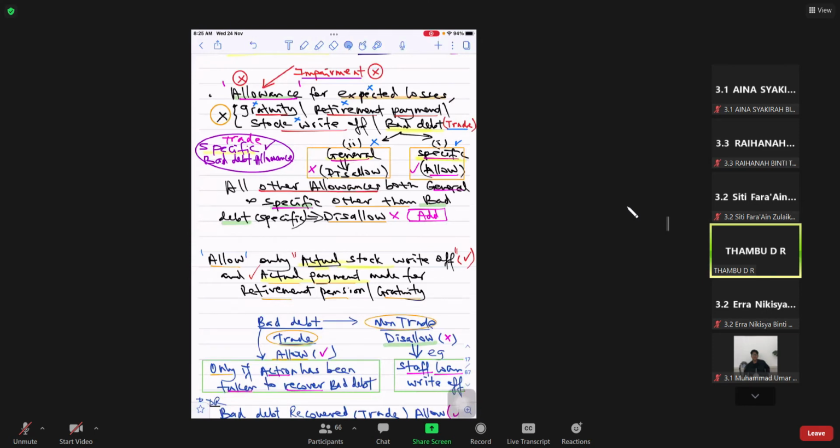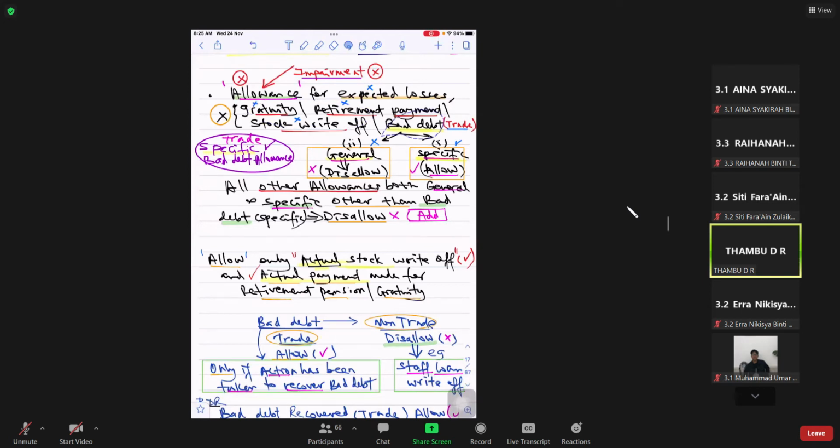Allowance, the word allowance means expectation. Impairment. You think you have to pay. You think there will be a stock write-off. Of course, there will be a stock write-off, gratuity payment, retirement. But all that we only allow if it has actually taken place, actually paid, otherwise we don't want it.